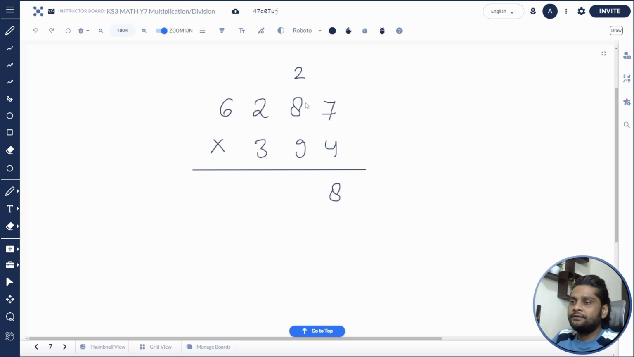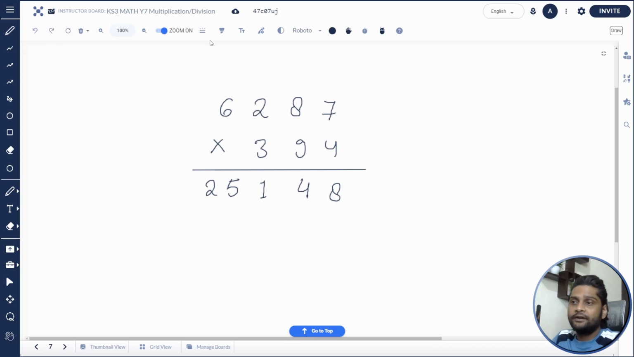Now 4 times 8 is 32. 32 plus 2 will give you 34. Now 3 is carried to the next number. 4 2s are 8. 8 plus 3 is 11. We write 1 here, and then 1 is carried to the next number. 4 times 6 is 24. 24 plus 1 is 25. Once we are done, we can even remove these numbers because we have other numbers to write down.